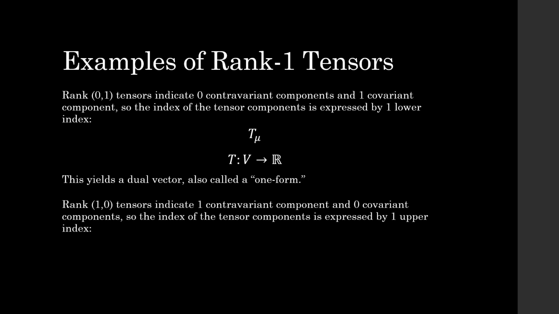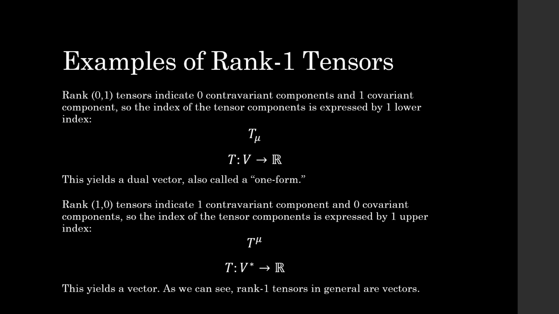Rank 1,0 tensors then indicate one contravariant component and zero covariant components. So the index of the tensor component is expressed by one upper index. So T upper mu. This is then a linear map that brings the dual vector space to the reals. So this is just what we call a vector. And as we can see, rank 1 tensors in general are just vectors.